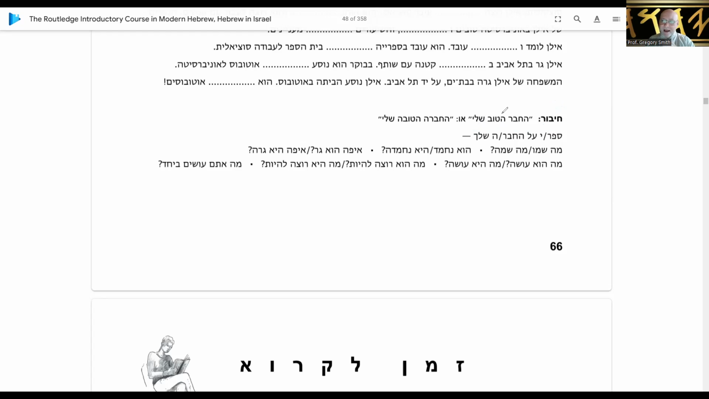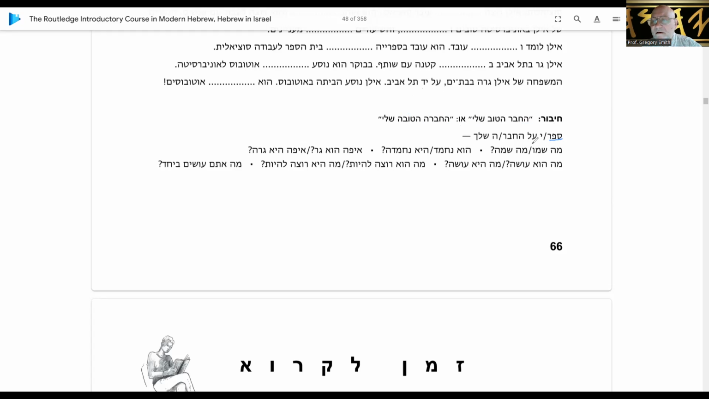Unlike classical Hebrew, you've got all the vowel pointing. You know exactly where the differences are, and it's easier to read, in my opinion. So we have chibor here. This is essay, and hechaver hatov shali. So my good friend. It looks like this is chavora hatova shali. So this is like my good girlfriend. So my good friend or my good girlfriend. Or it could be if a girl has a girlfriend, because it's using hahavara and then hatova, which are feminine singular. Okay, so sefer.